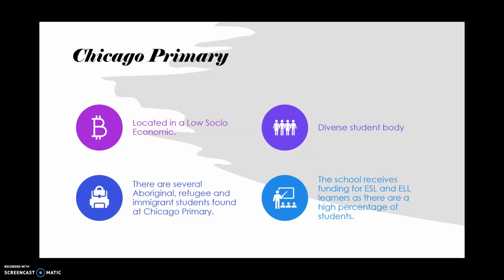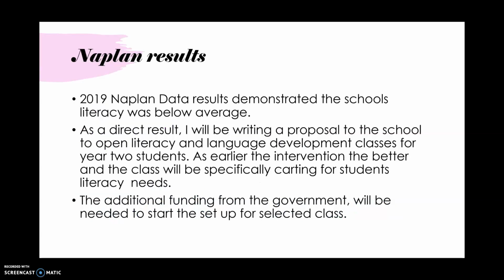There's a diverse student body. There are several Aboriginal, refugee and immigrant students found at Chicago Primary. The school receives funding for ESL and ELL learners as there are a high percentage of students found within the area. 2019 NAPLAN data results determined the school's literacy level was below average.